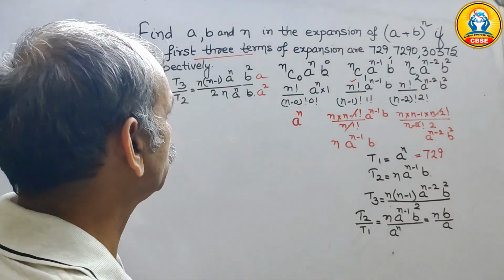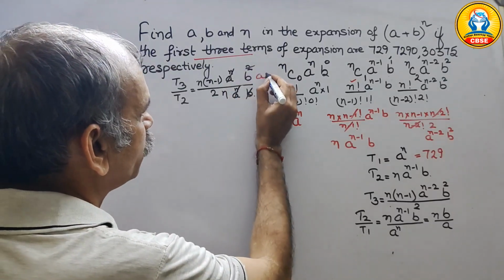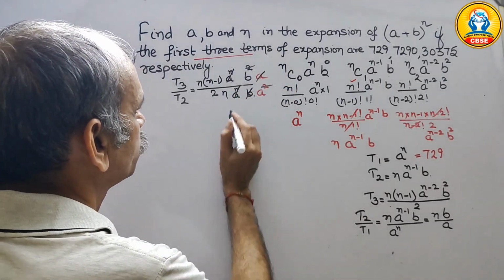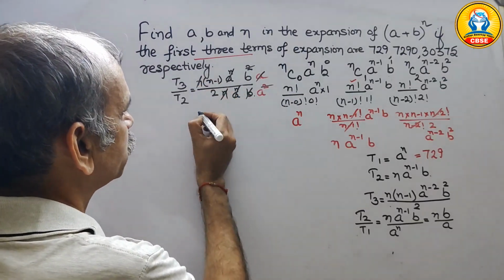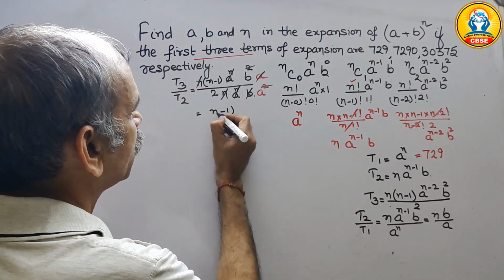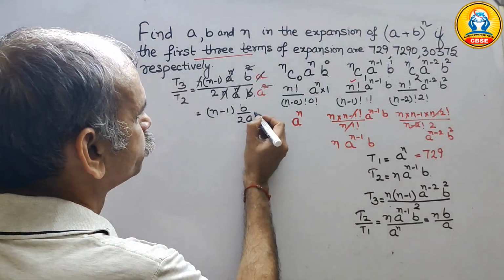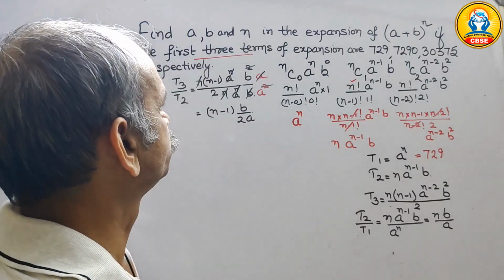Now, reduce them. If we reduce this, b and the square will go out, a will go out, and this will go out. Therefore, we will get (n minus 1) into b by 2a. This we will get.